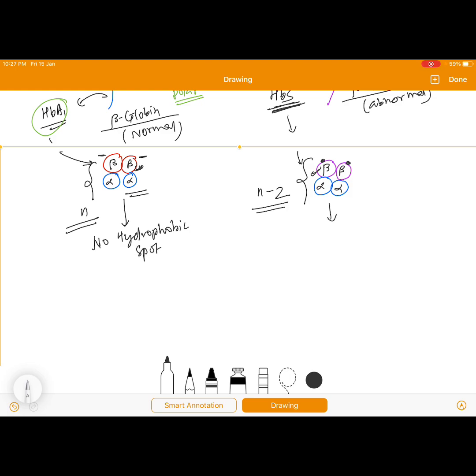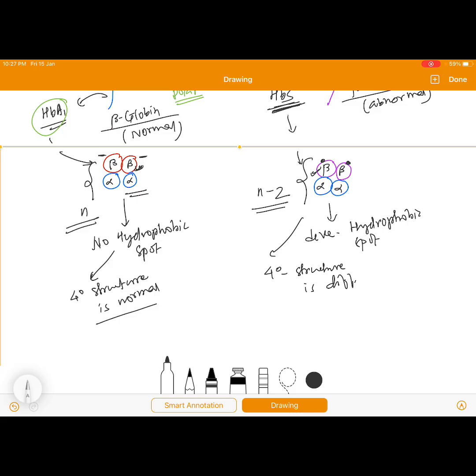But if you consider the HbS, the negative charges are not there, it is non-polar, so it will not be comfortable with water, it will not react with water, as a result it develops a hydrophobic spot. Because of that, its quaternary structure is different. However, if you consider the quaternary structure of HbA1, its quaternary structure is normal. But the quaternary structure of HbS is different.